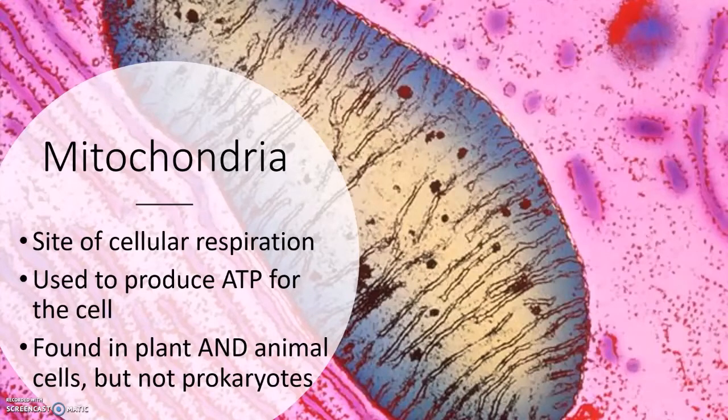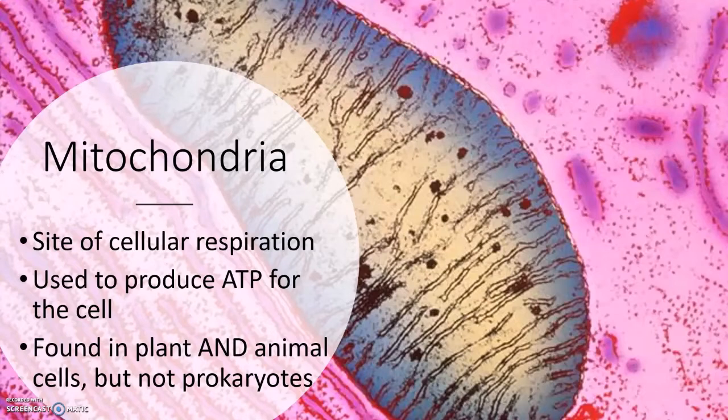Next up, we have the mitochondria. We've already learned about the mitochondria because we've learned about cellular respiration. The mitochondria is the organelle where cellular respiration is happening. That means it is used to produce ATP for the cell.